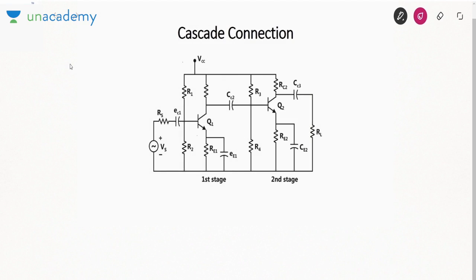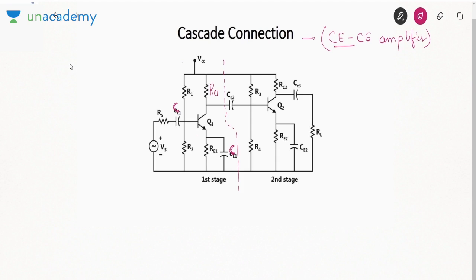Now cascade connection refers to a common emitter amplifier. That is, I am using two stages and both stages are common emitter amplifiers. See this circuit. This will be CC1. This is CE1. If you see only this much, this is your first stage. It is an example of a common emitter amplifier.